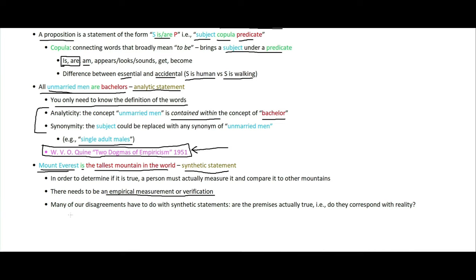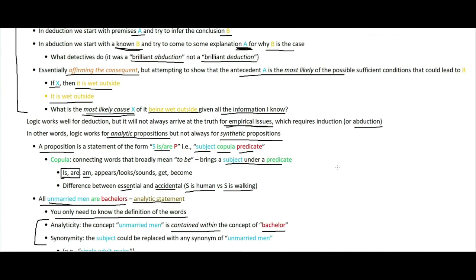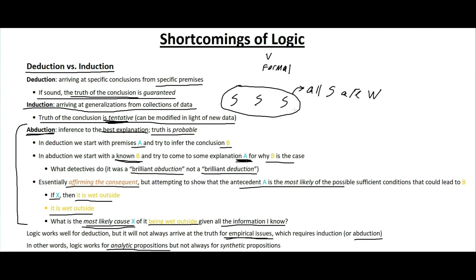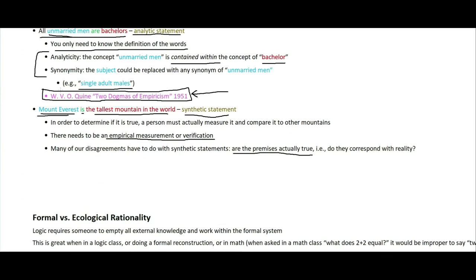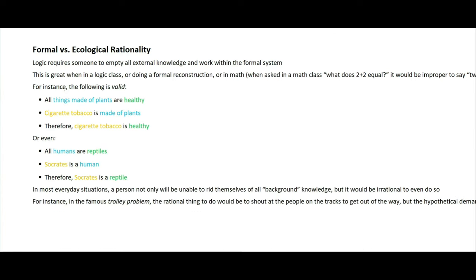And so a lot of our disagreements, in political discourse for instance, have to do with these synthetic statements. So are the premises that we're using actually true? In other words, do they actually correspond with reality? And so this is the first of the shortcomings of formal logic, this deduction versus induction. The second one that Steven Pinker talks about is what he calls formal versus ecological rationality.